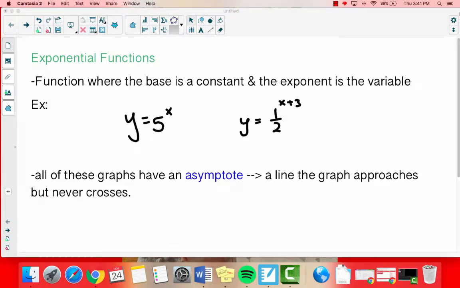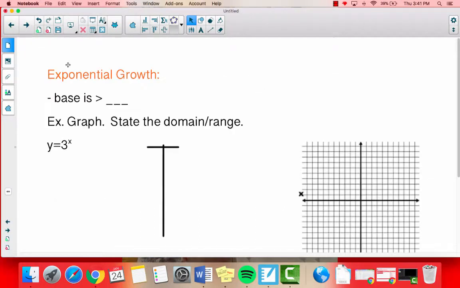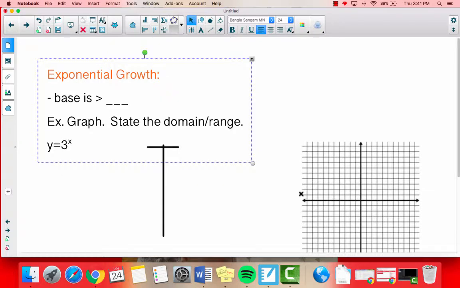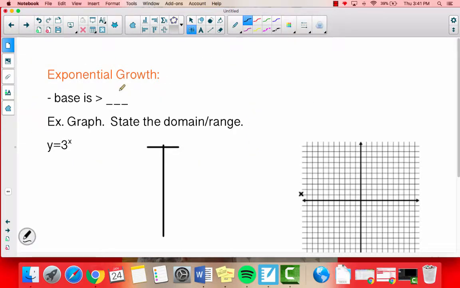So let's get started with the exponential growth functions. An exponential growth function is going to have a base that is greater than 1. And that might look something like this example here, y equals 3 to the x. The easiest thing to do in these problems when you're asked to graph them is to make a table, and then from there you can determine what your asymptote is and then find the domain and range.